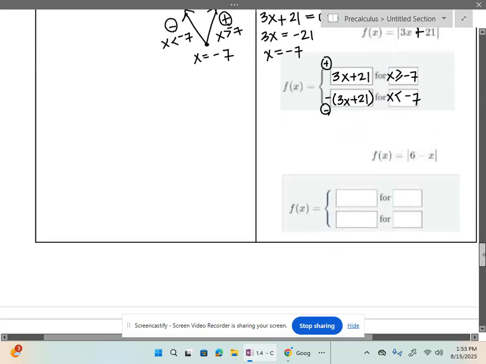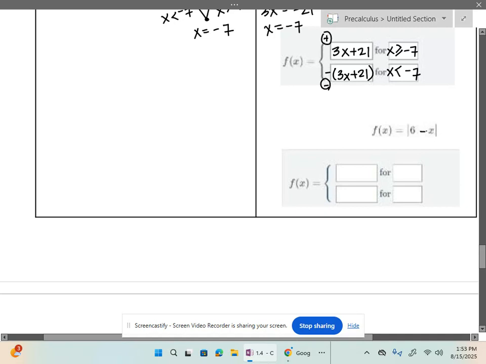Okay, moving on to this one. This one actually is 6 minus x, and so we'll go ahead and draw our sketch. This is x equals whatever the tipping point is, so this would be 6 minus x equals 0. -x equals -6, x equals 6. So that's going to be this part of the domain over here.